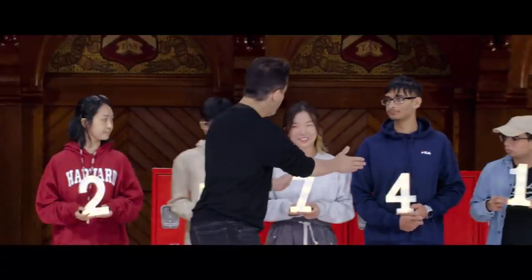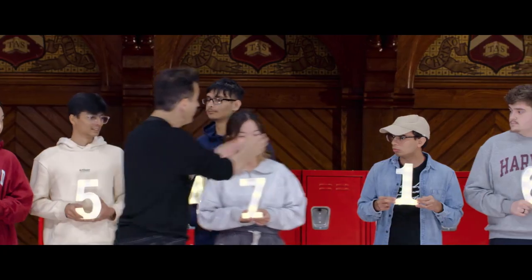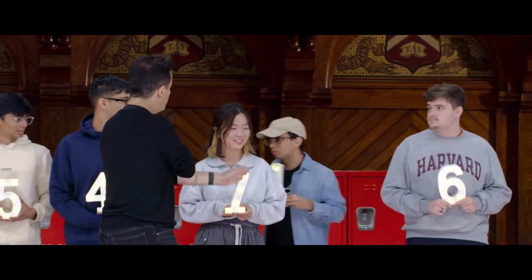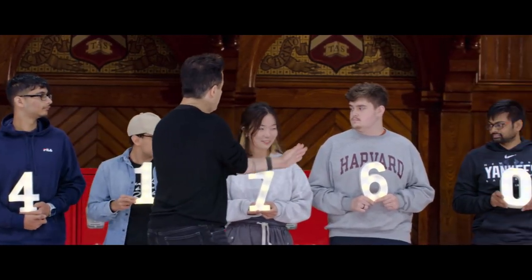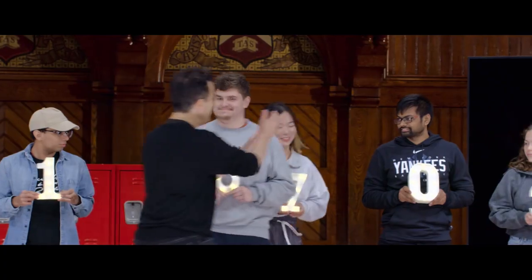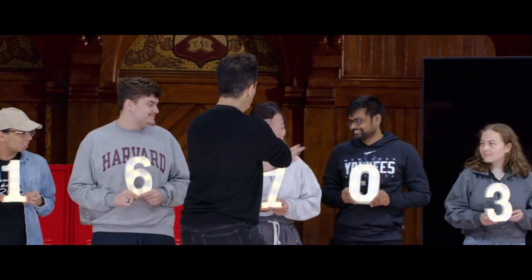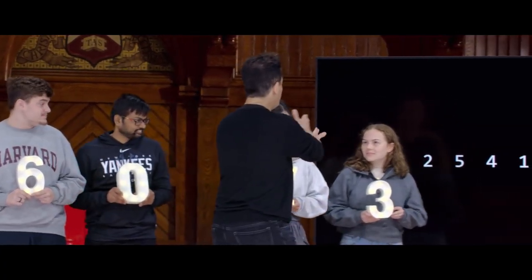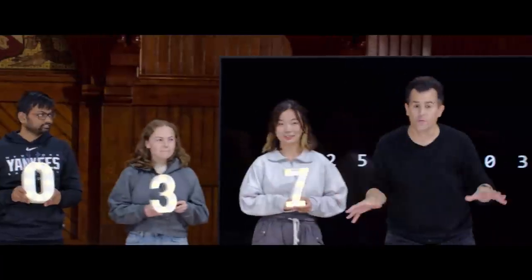7 and 4, you are out of order. Let's swap you 2. 7 and 1, you are out of order. Let's swap you 2. 7 and 6, out of order. Swap you 2. 7 and 0, out of order. Swap you 2. 7 and 3, out of order. Swap you 2. Now, I have improved the situation.